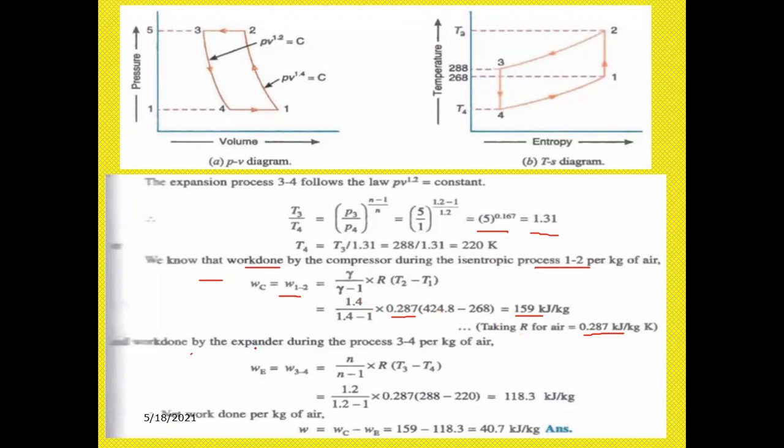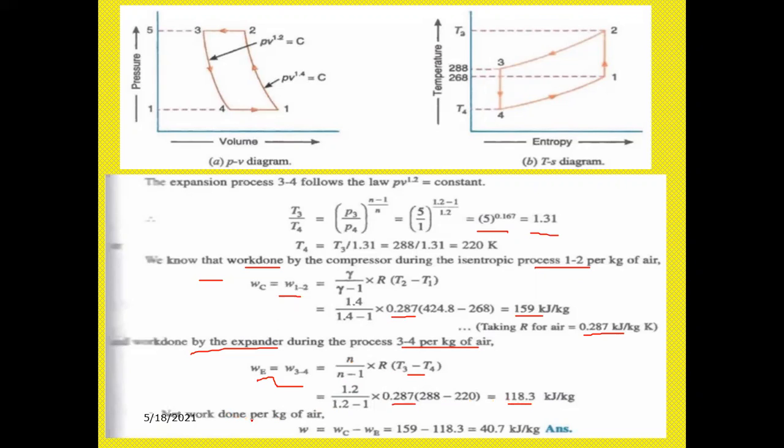Therefore, the work done by the expander during the process 3 to 4 per kg of air, WE, is equal to n by n minus 1 into R into T3 minus T4. Therefore, 1.2 by 1.2 minus 1 into the R value into T3 minus T4. So the value is 118.3.